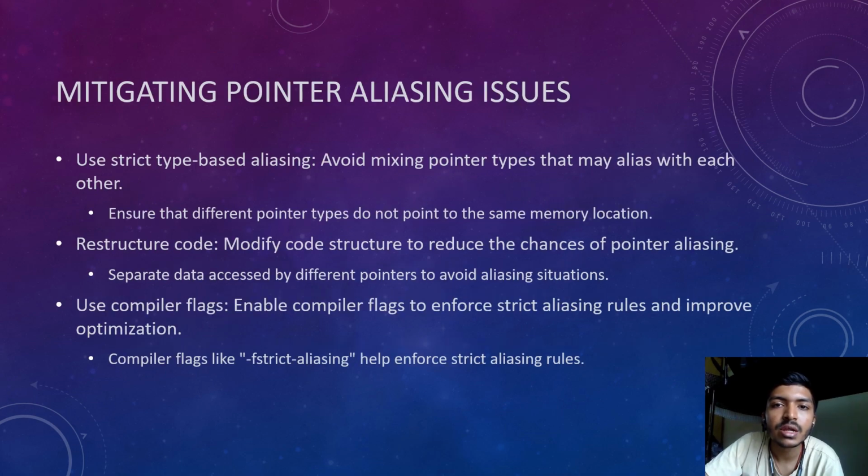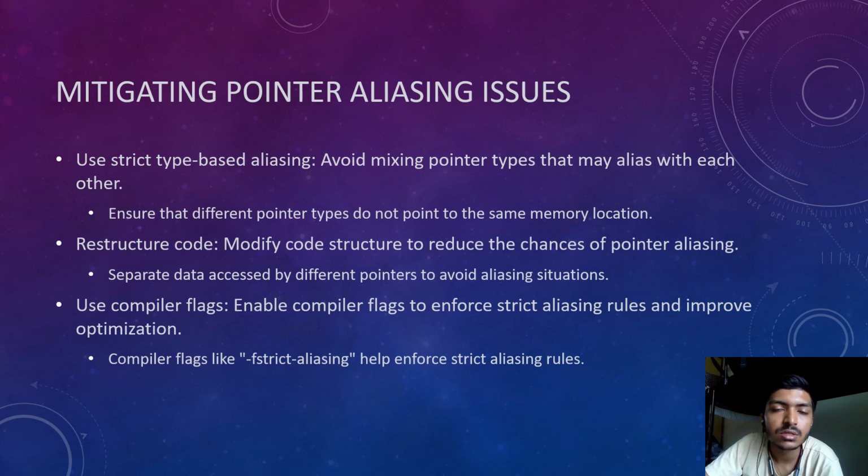How do you mitigate pointer aliasing issues? The first one is to use strict type-based aliasing. Avoid mixing pointer types that may alias with each other. Ensure that different pointer types do not point to the same memory location.